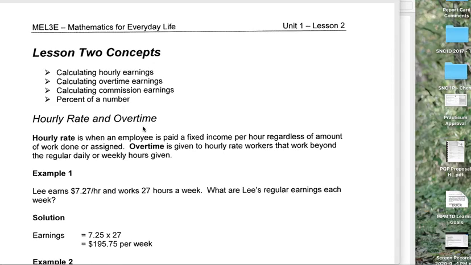An hourly rate is when an employee is paid a fixed income per hour regardless of the amount of work done or assigned. So this is like jobs at Sky Zone, for example, or somewhere at a restaurant where you get paid per hour. Overtime is given to hourly rate workers that work beyond the regular daily or weekly given hours. So if you work at a grocery store on a day like the civic holiday in August, you get paid overtime for that.